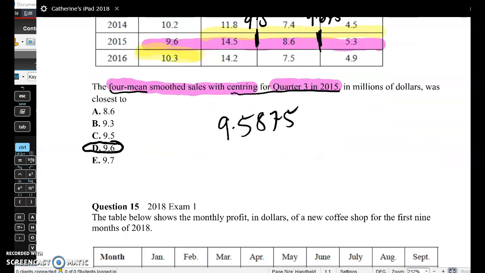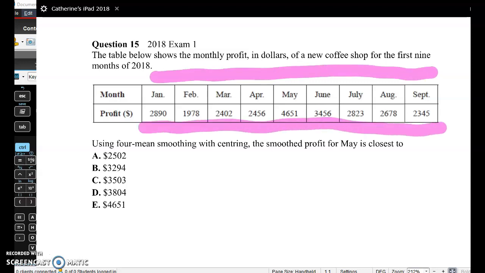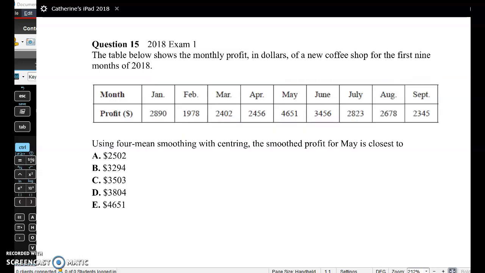Okay, so I've also got here from the 2018 end of year exam, exam 1, question 15. The table below shows the monthly profit in dollars of a new coffee shop for the first 9 months of 2018. So we've got months here and the profits there. Using 4 mean smoothing with centering, the smooth profit for May is closest to.